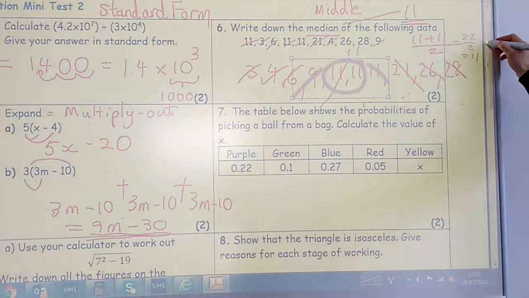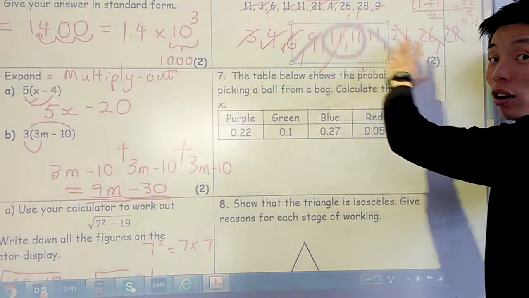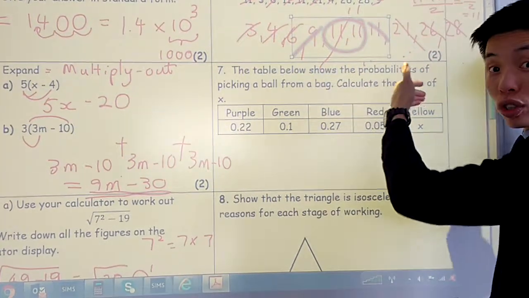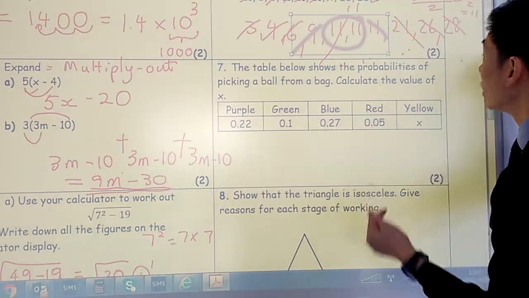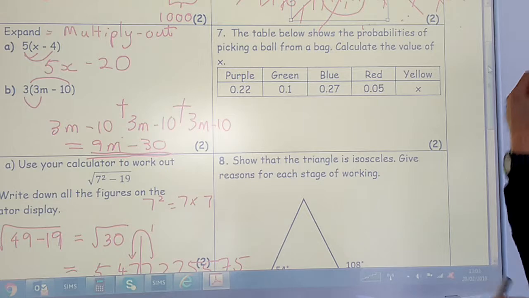Number 7. So 1 mark for showing arrangement of data from smallest to highest, and then some sort of indication that you are trying to find the middle number. And then 1 mark for the median. Okay, number 7, moving on.